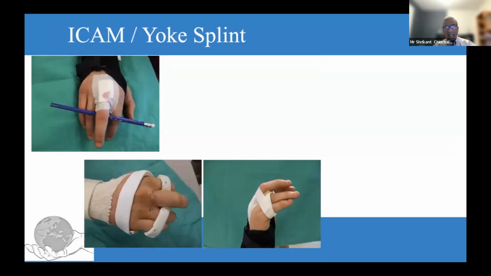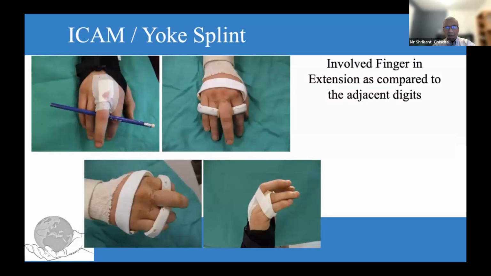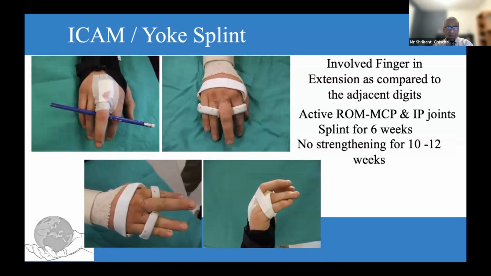And if you don't use the wrist splint, then of course it's quite likely that these patients may have a tendon rupture. In our next session on extensor zone 6 and proximal, I have classic videos or cadaver videos to demonstrate how much tension is produced at the repair site if you do not use the wrist splint. But anyway, this is an ICAM or yoke splint. The involved finger is kept in somewhat greater extension than the adjacent digits. We encourage these patients to perform active MCP and IP joint range of motion. The splint is used for a period of about 6 weeks.